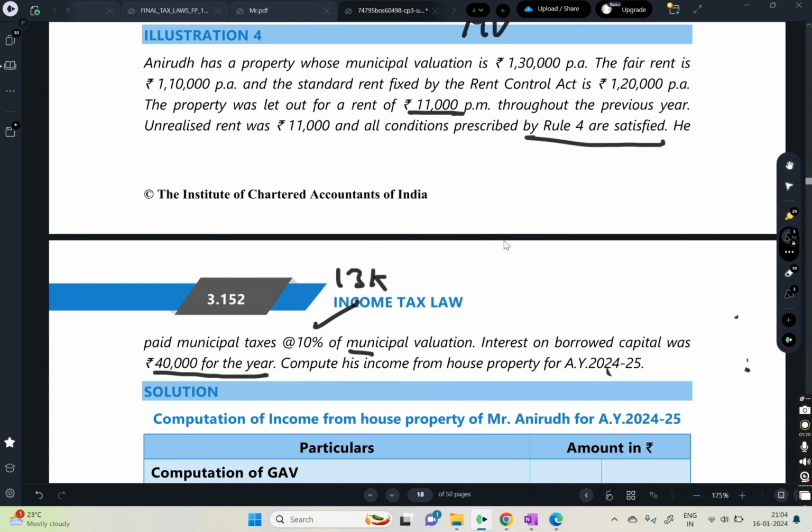Now tell me, is it a let out property or self occupied property? Let out property. So is there any limit, ceiling limits for this interest on borrowed capital? No ceiling limits. That's it.